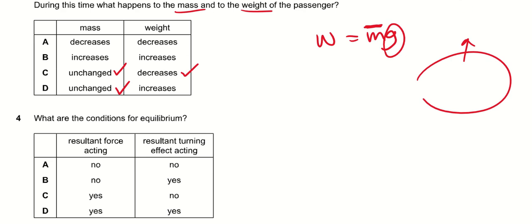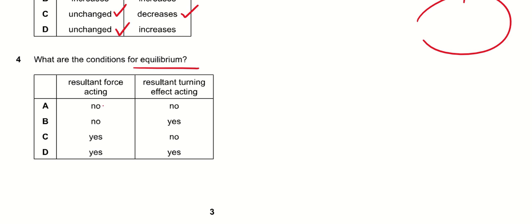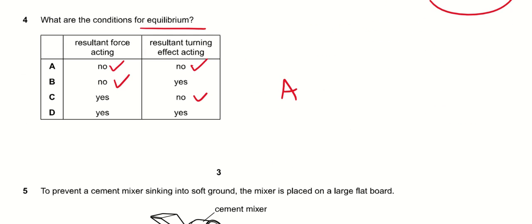Okay? What are the conditions for equilibrium? There are 2. One is resultant force acting, no. Resultant turning effect, no as well. So answer is A. Okay. So this is answer C.